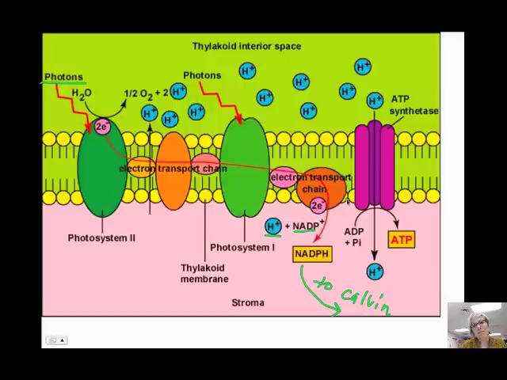And then this is a little bit flipped from our picture. I feel like the way that we did it works just a little bit better. And these hydrogen protons build up within the thylakoid interior space and flow through that ATP synthase, making ADP plus Pi into ATP. So there we have it. Now let's find out what this ATP and this NADPH's whole role is in the Calvin cycle.